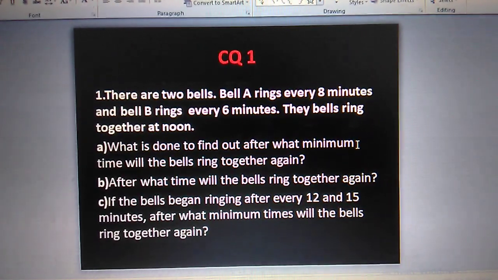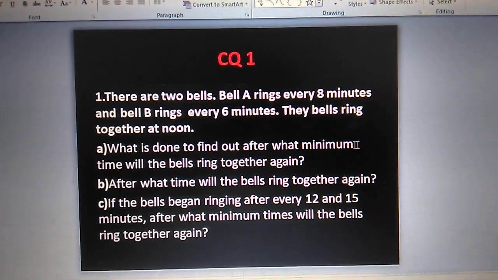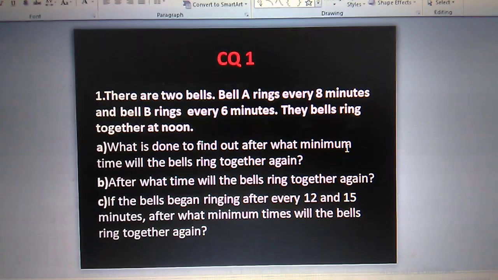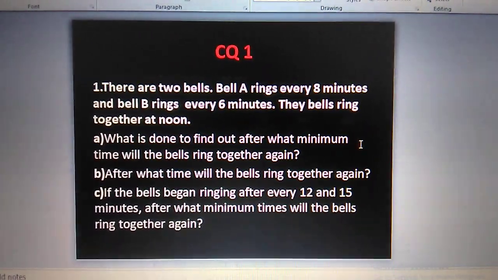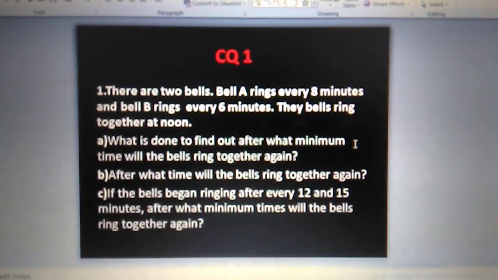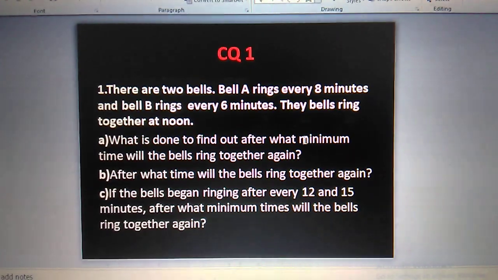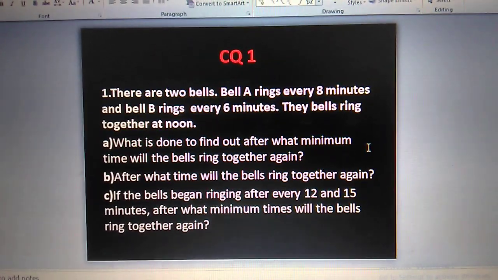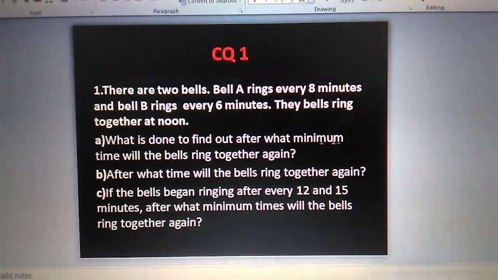So in case of this chapter, multiples and factors, you should always keep some words in your mind. When you get the word minimum, then you have to find out the LCM. When you get the word maximum, you have to find out the HCF or the GCF. LCM means lowest common multiple, and HCF means highest common factor. So when you get the word minimum, then you must do the LCM.